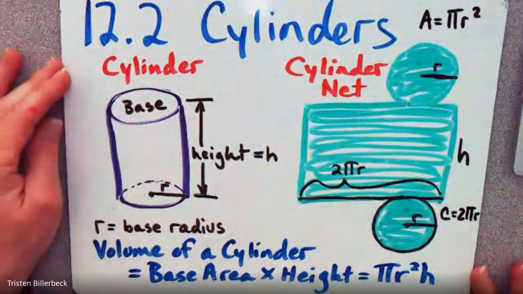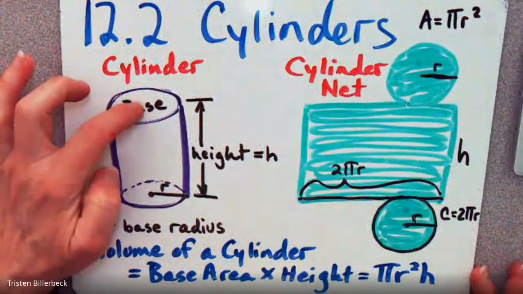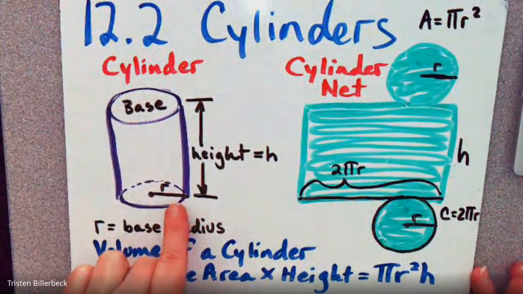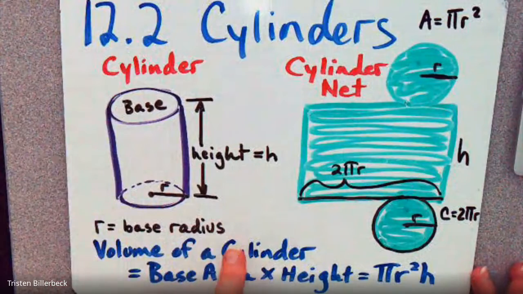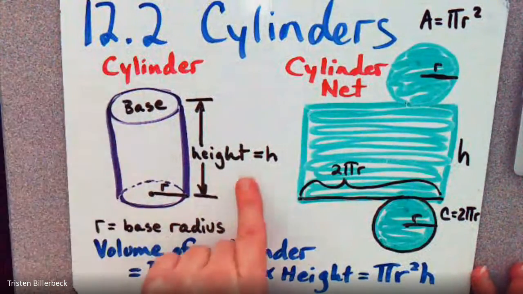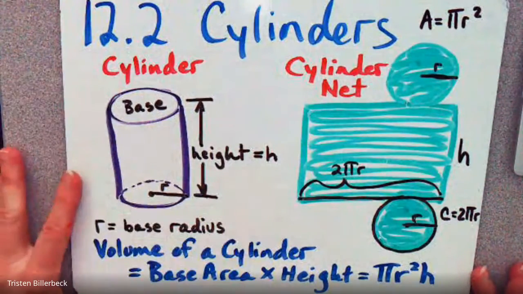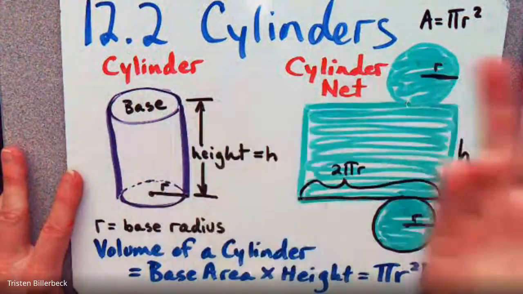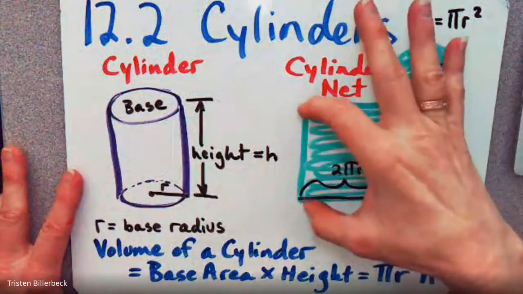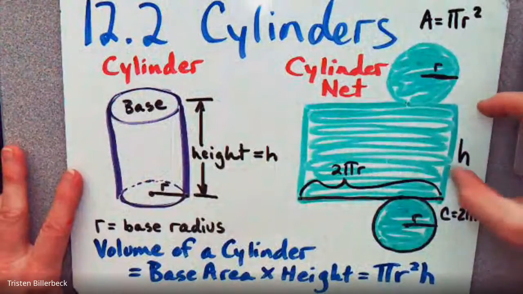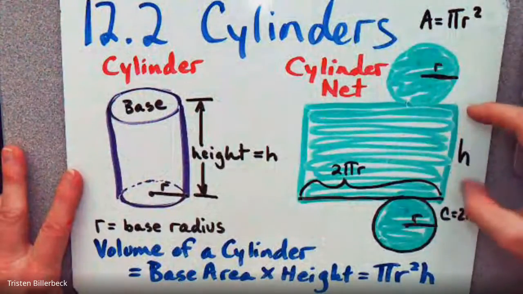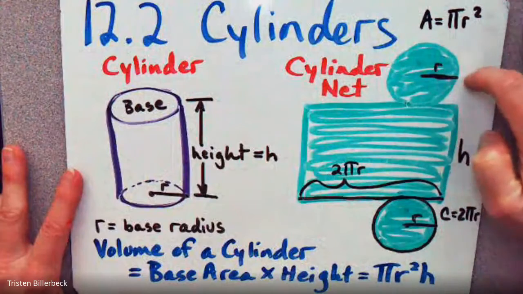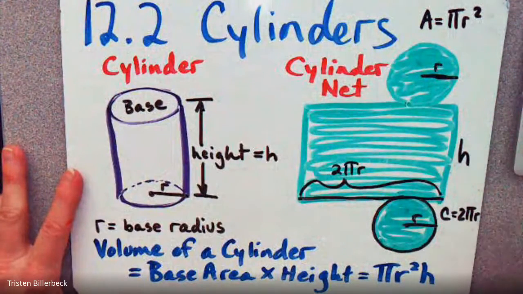A cylinder has a base here and a base here. This R right here is called the base radius, and the height of the cylinder is H. If we were to cut this can apart and unwind it, it would lay flat like a rectangle with two circles here and here. So that's the base radius right here.